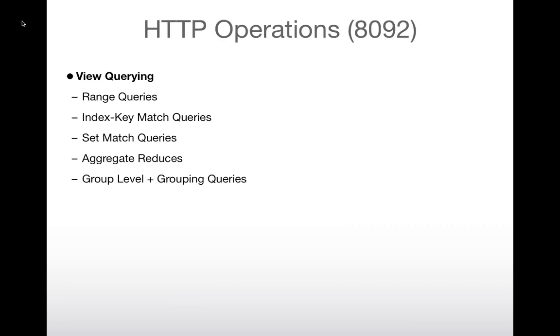We do have HTTP operations, and that's primarily for view querying, our index querying. There are range queries, index key match queries, set match queries, aggregate reduces, and group level and grouping queries. Those are all on port 8092, and that's over HTTP.